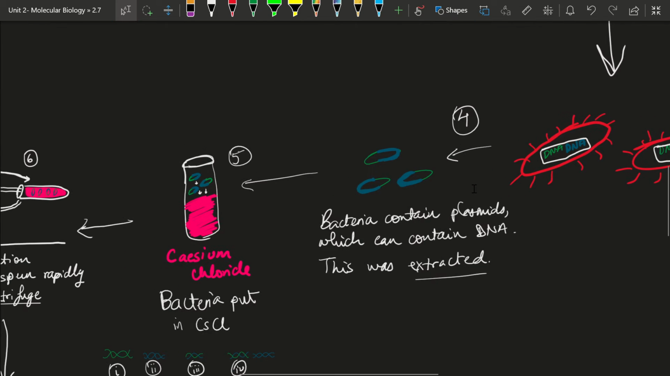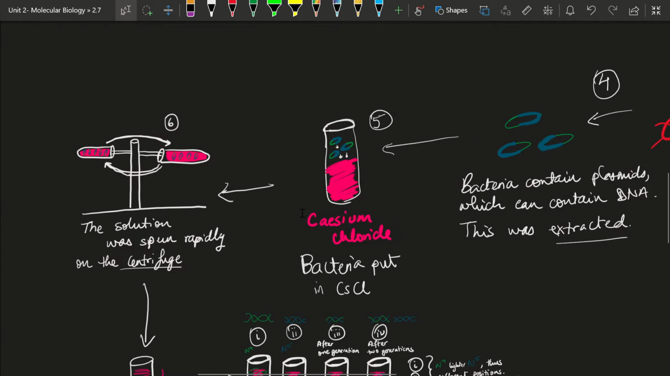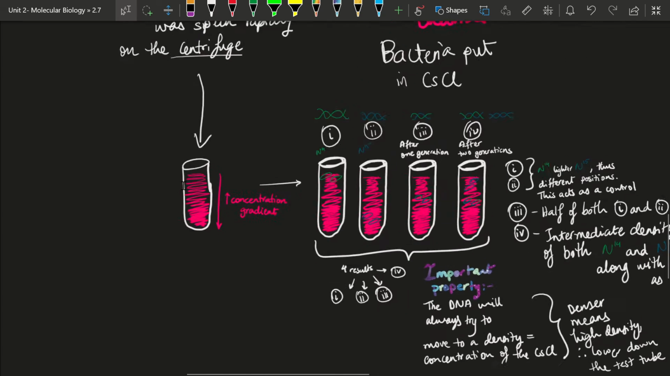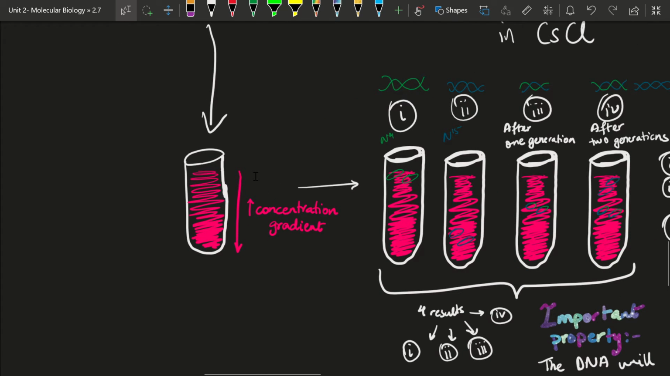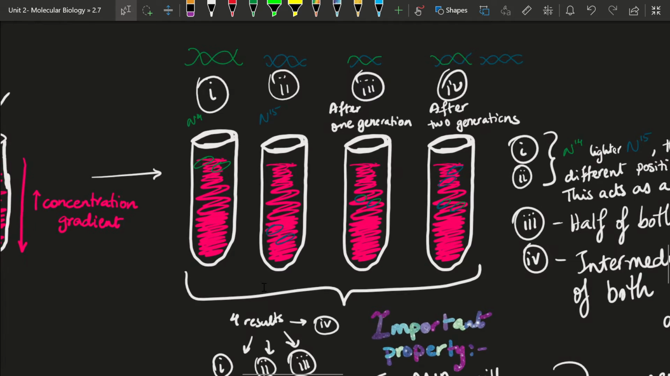There are plasmids in the bacteria, so they extracted that, put it into cesium chloride, and spun it on a centrifuge. What you need to understand is that as you move down the solution, the concentration gradient starts to increase. Hence, they got 4 different kinds of results.